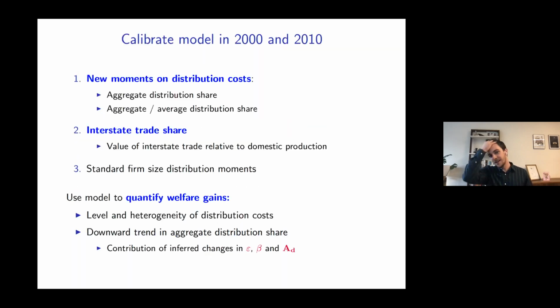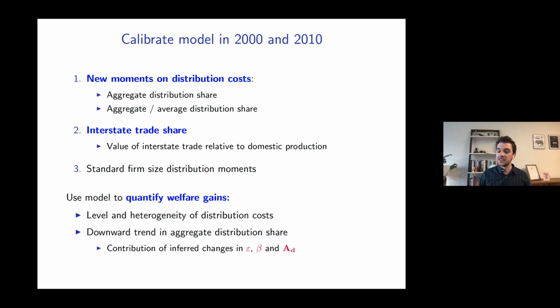Okay, so calibrating the model is the next step. We're going to calibrate the model to match basically three broad sets of moments. The first are the new data moments we have on distribution costs. We're going to match the aggregate distribution share, as well as the ratio of the aggregate to the average distribution share. The aggregate is going to pin down AD, the productivity of distribution, while this ratio of aggregate to average is basically the size dependence that we found, and it's going to pin down epsilon.